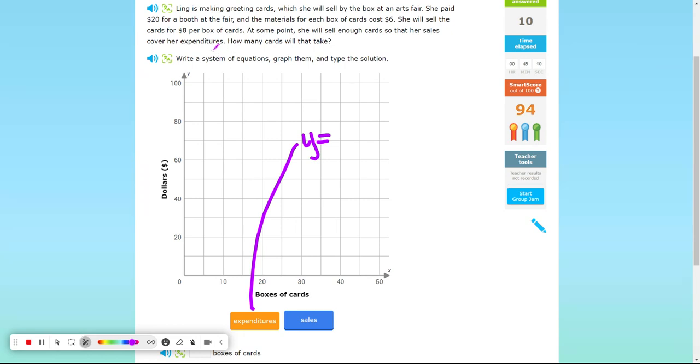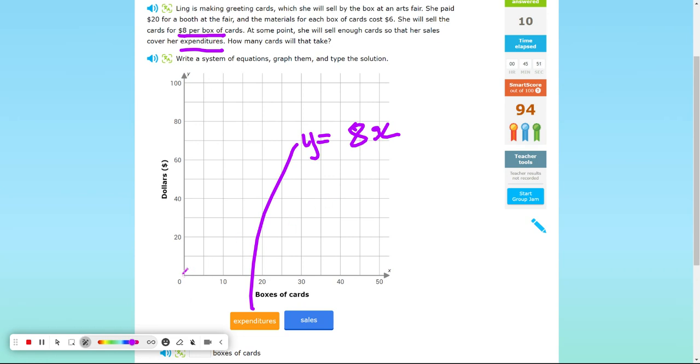So two things happen here: expenditure and sale. Take a look over here. So the expenditure. $8 per box. When she sells $8 per box, that money goes to her expenditure. So that would be 8x. Okay, so here we go. Let's graph the equation over here.